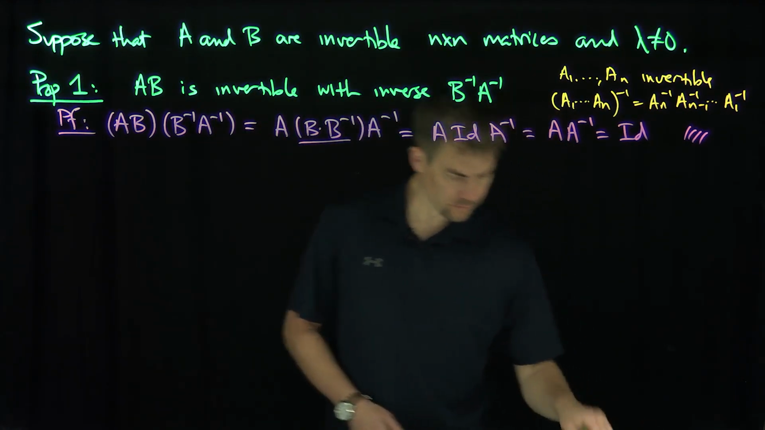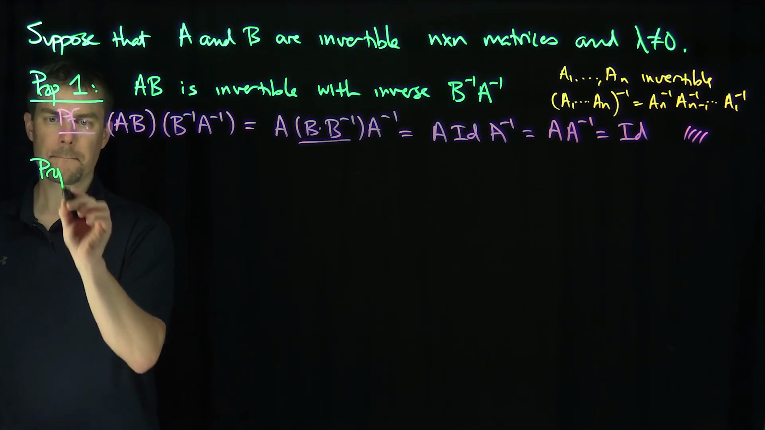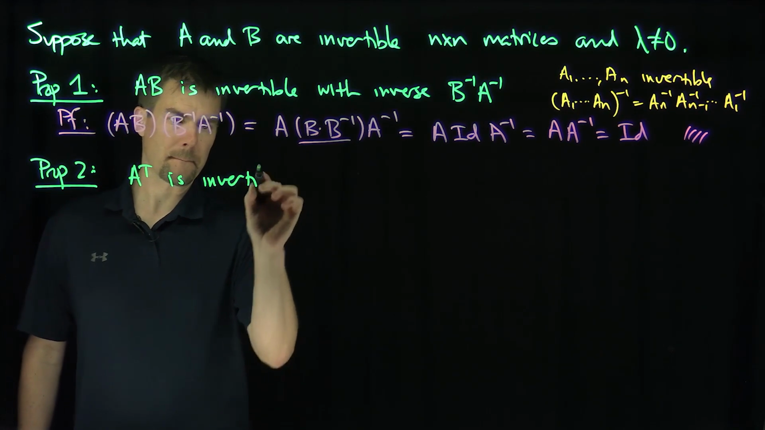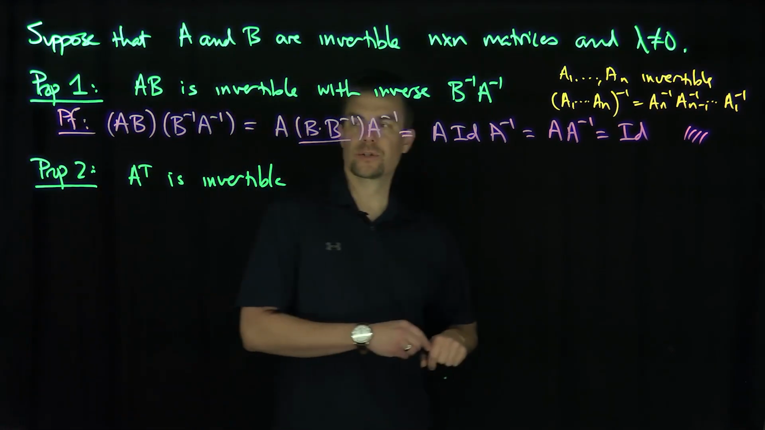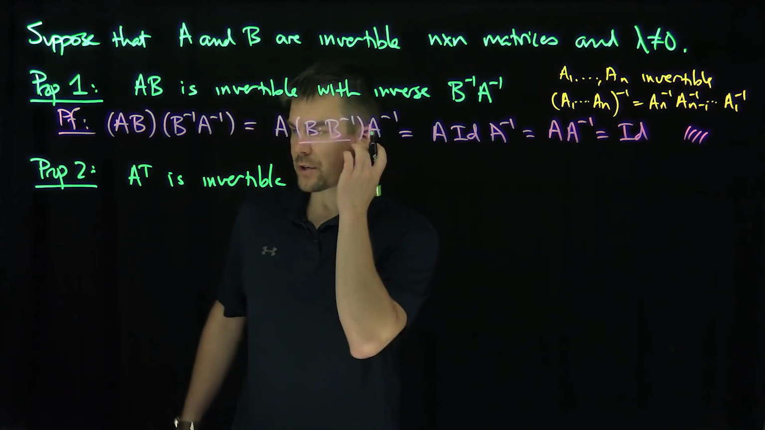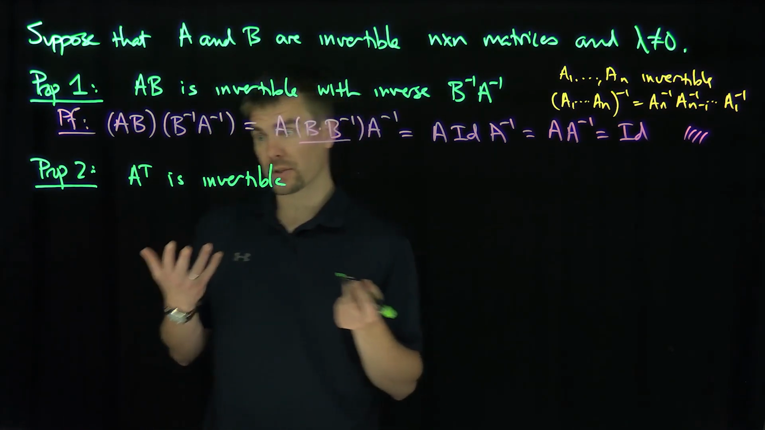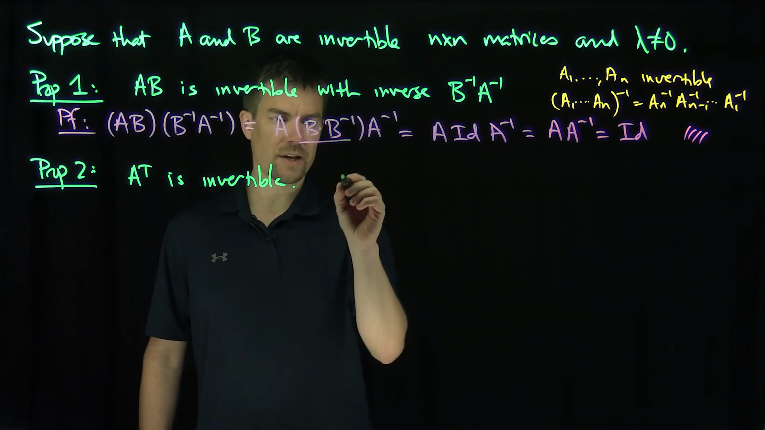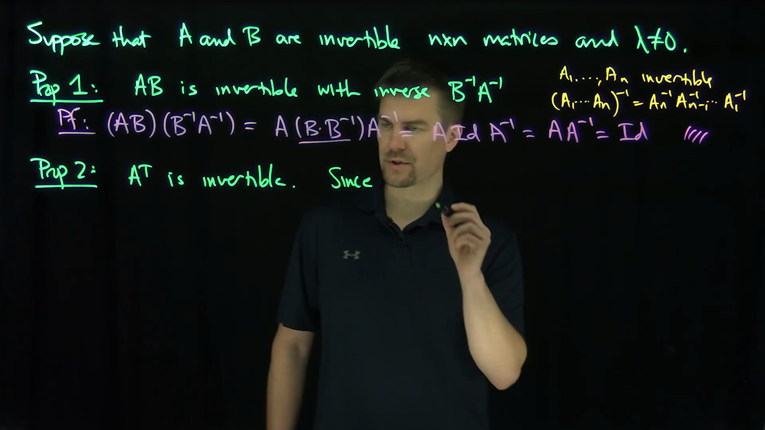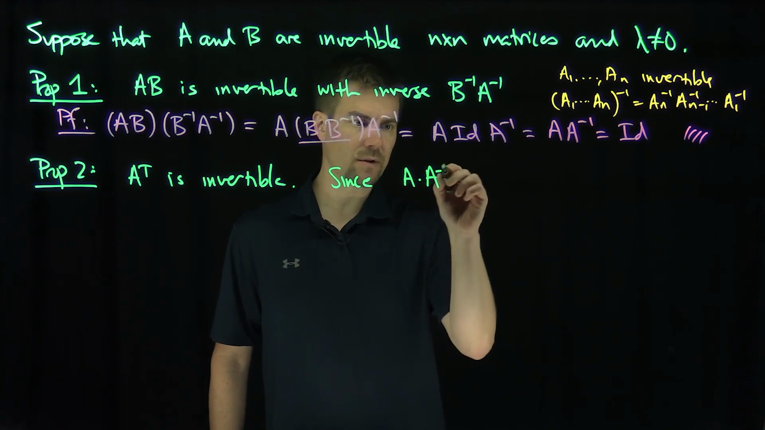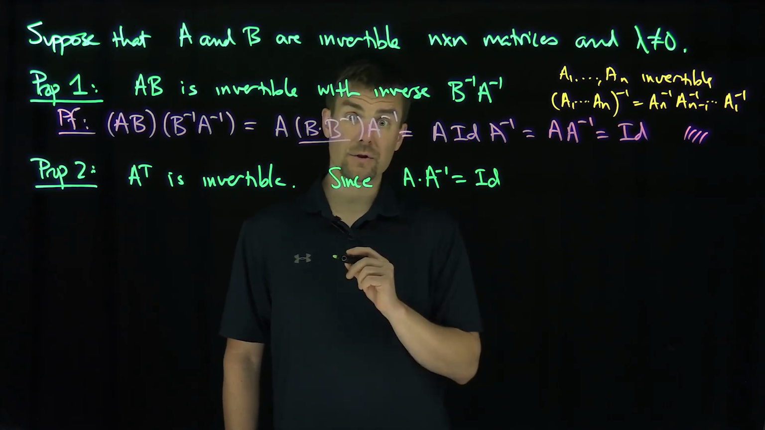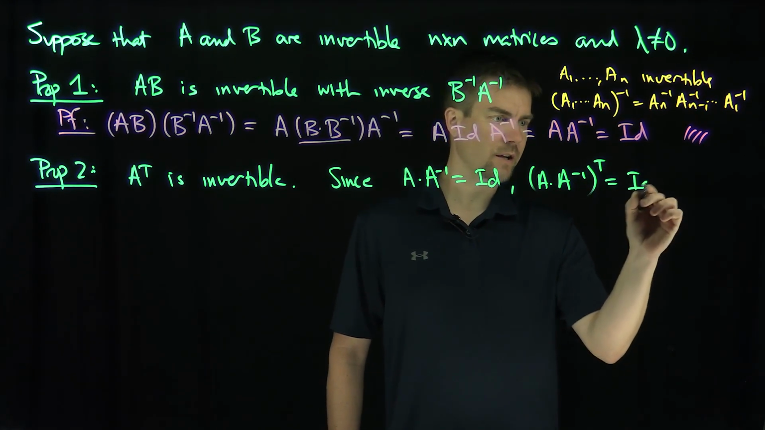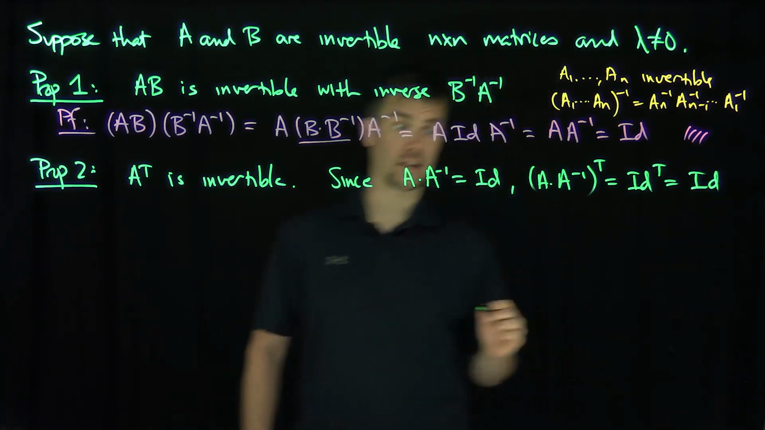What's the next proposition? Proposition 2 is that A transpose is invertible. Okay. And so let's try to figure out what the inverse of A transpose would be. We'd imagine that would be the inverse transpose. Let's see if we can figure that out, right? So what do we know about A? Let's prove it using sort of reverse reasoning. Since A times A inverse is equal to the identity, I can transpose this. A inverse transpose is the identity transpose. But the identity transpose is just the identity, right?